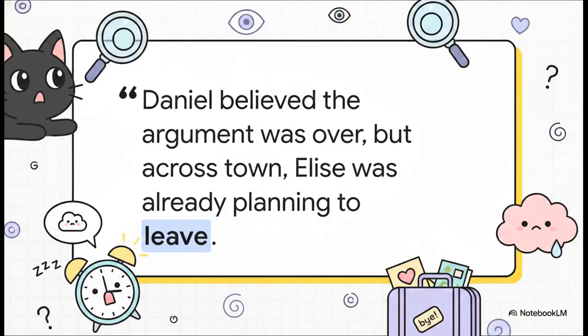I really want to highlight this omniscient example for a second. Daniel believed the argument was over, but across town, Elise was already planning to leave him forever. Do you see what the author just did there? An omniscient narrator builds massive dramatic irony by giving us, the audience, knowledge that goes way beyond what Daniel knows. We're practically sitting there wanting to yell at Daniel to wake up, all because the narrator chose to give us a much broader view of the world.